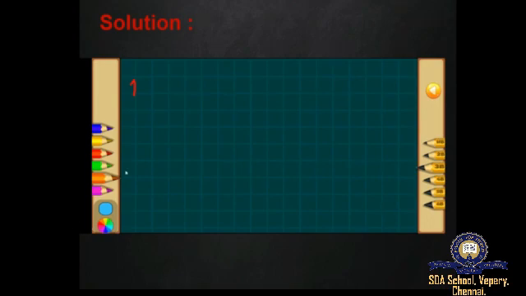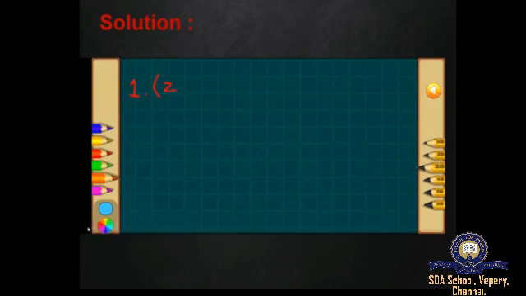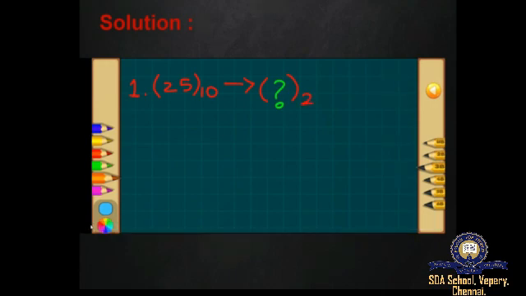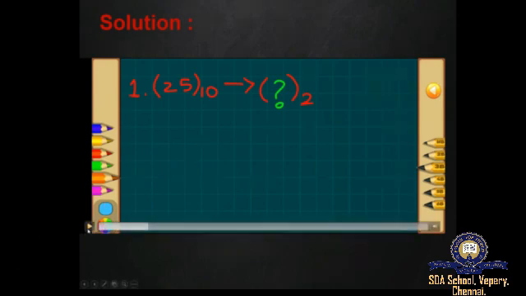Are you all ready with your classwork? Do step by step along with me. Our question is 25 with base value 10. We have to find the binary equivalent. What is our first step? Yes. First step, we have to divide the decimal number by 2.